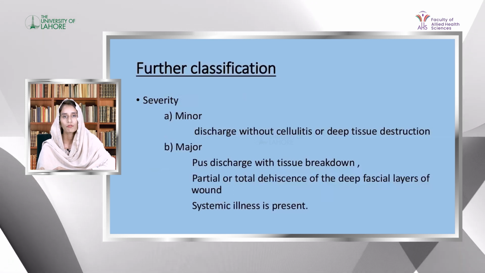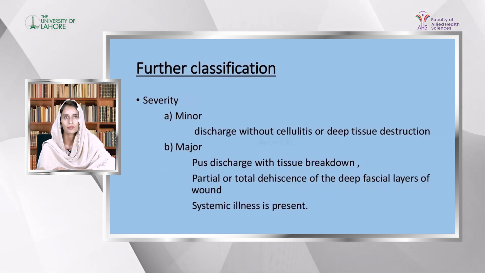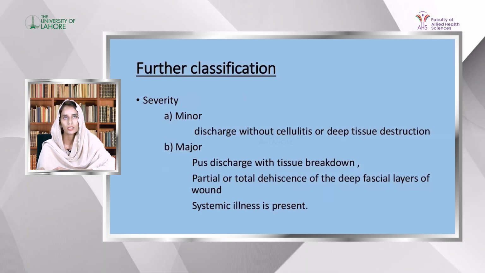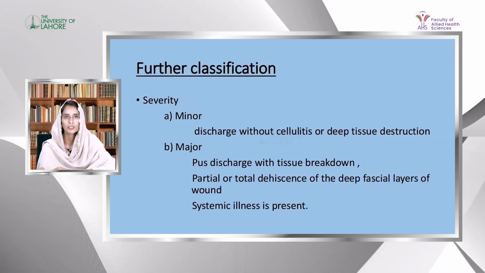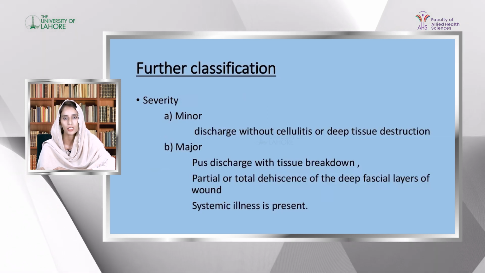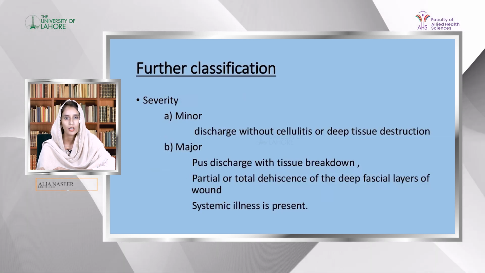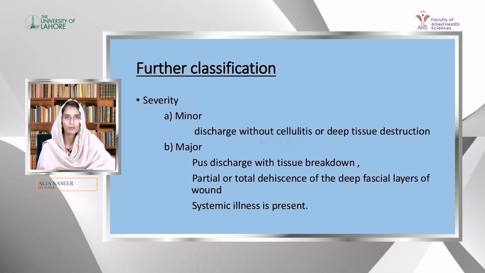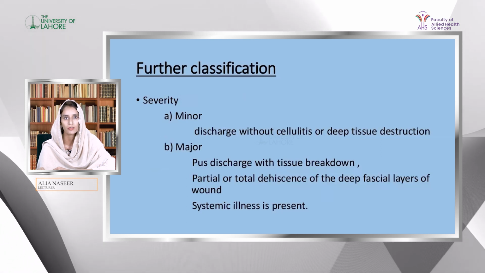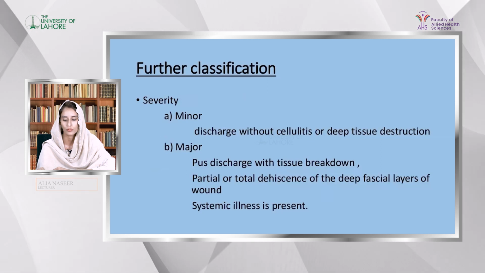Next, we further classify the surgical site infection on the basis of severity. First is the minor surgical site infection, and second is the major surgical site infection. In minor surgical site infection, discharge without cellulitis or deep tissue destruction occurs. But in major surgical site infection, there is discharge with tissue breakdown and partial or total dehiscence of the deep fascial layers of the wound.